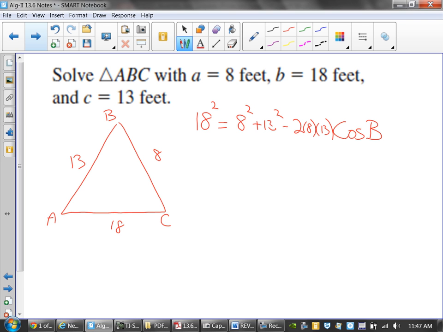So in my calculator, all I have to do is this: 18 squared minus 8 squared minus 13 squared, and hit enter. And I get this. Everybody agree? Notice I just brought down the negative 2 because I'm subtracting 2 times 8 times 13 and all that. How do I undo that multiplier? Divide. So now I'm going to take my calculator and divide by parentheses negative 2 times 8 times 13. Hit enter.